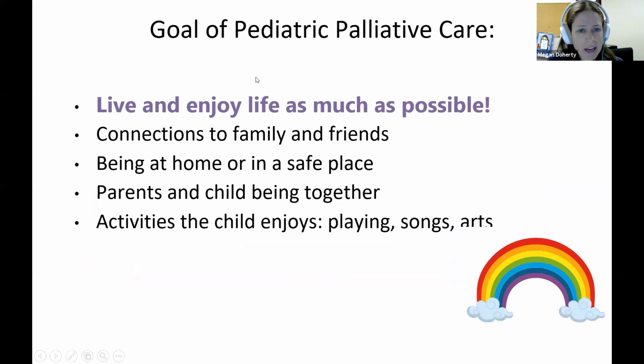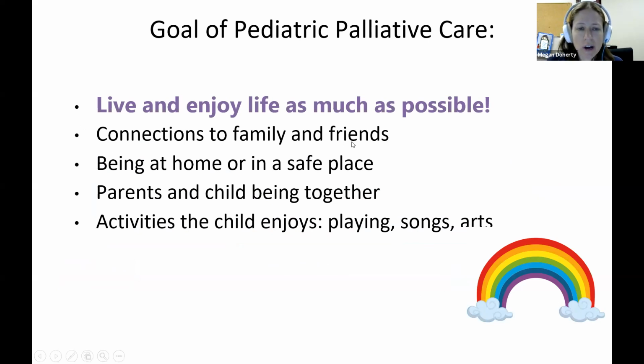And in pediatric palliative care, we have the same definition as adult palliative care. You know, it's about holistic focus on treating pain and symptoms and psychological, social, and spiritual concerns. But really in pediatrics, we think, okay, how can this child live and enjoy life as much as possible, whatever the limitations are on their life?